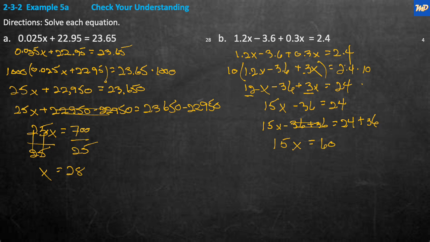In order to get this x by itself with a coefficient of 1, we need to divide each side by 15. We're going to use the division property of equality and divide 15x by 15 and 60 by 15. And when we do that, these will cancel. X will be equal to 4.